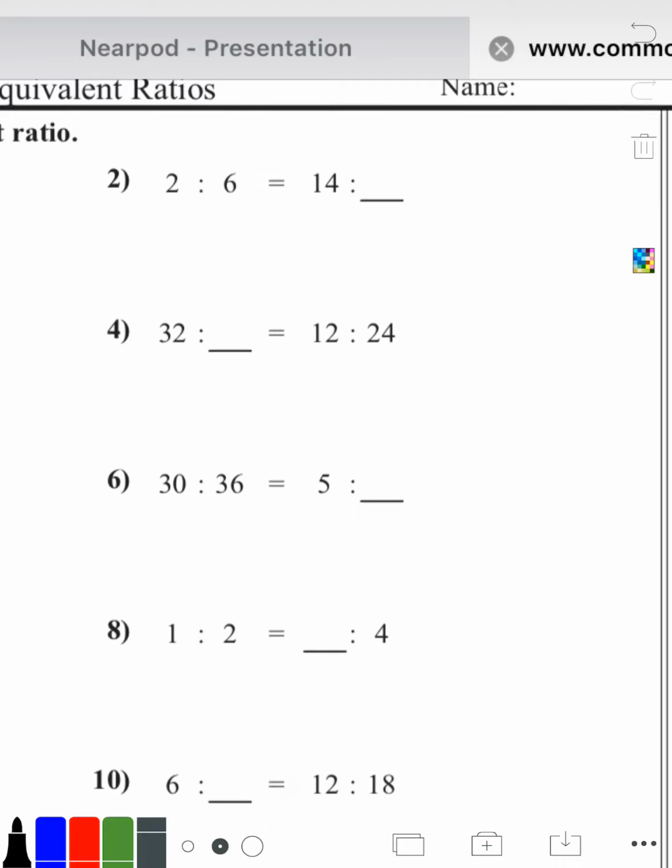12 to 24 has a greatest common factor of 6, which is going to get us 2 to 4. Actually, it has a greatest common factor of 12. Sorry about that. Greatest common factor is 12. 12 goes into itself one time, goes into 24 two times. So 1 to 2 is equivalent to 32 to what? So 1 times 32 is 32, so 2 times 32 is going to be 64.